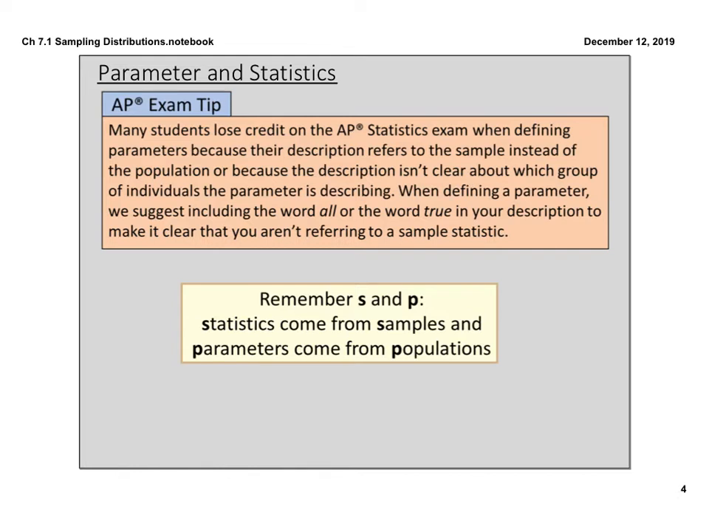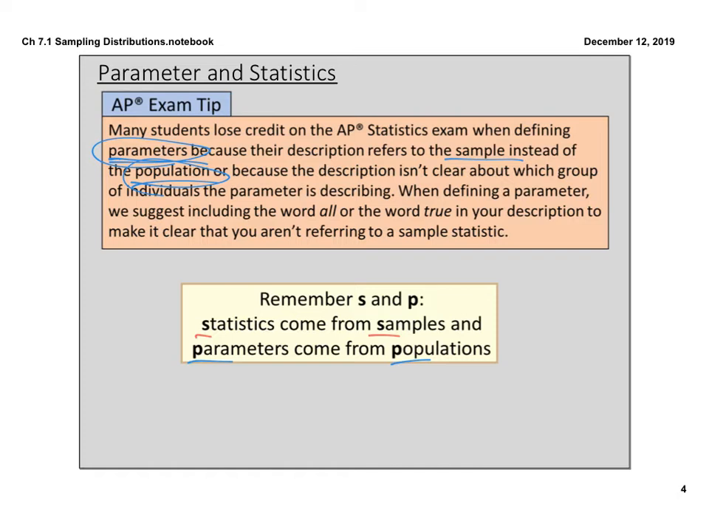All right, so AP exam tip, we already kind of talked about this. Keep your letters together. Remember the S's and P's. Statistics come from samples, parameters come from populations. And here's your AP exam tip. It says many students lose credit on the AP exam when defining parameters because their description refers to the sample instead of the population. So just be really careful. If you're talking about a parameter, you have to use the term population. If you're talking about a statistic, then you can use the word sample.